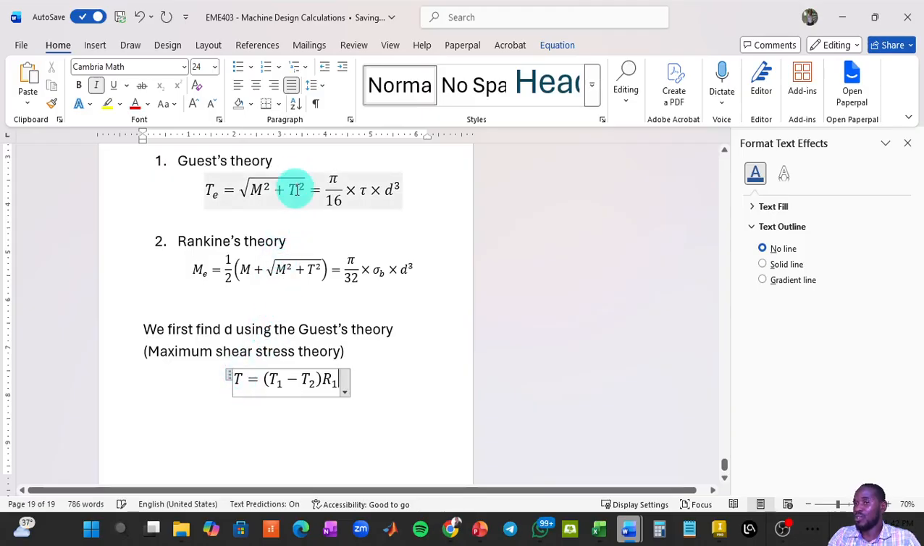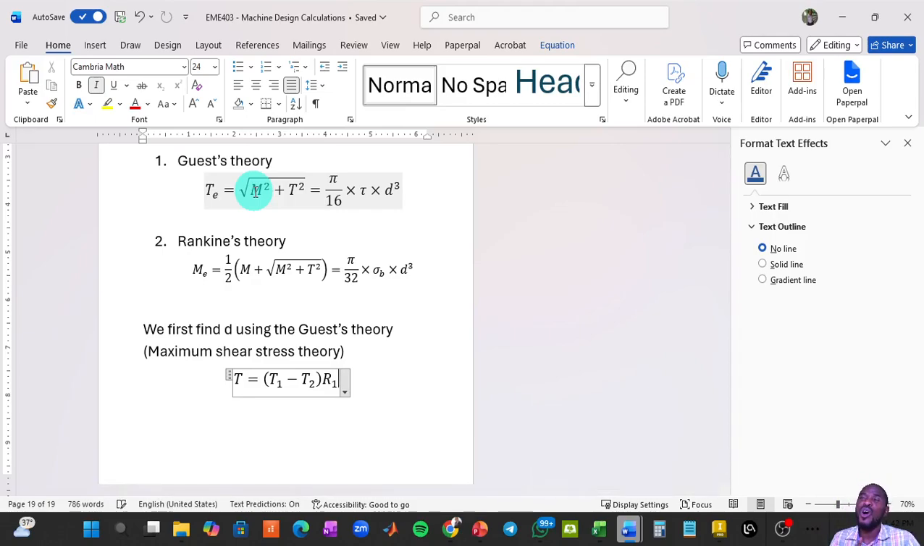Okay, so let's go back to Guest's theory. The next thing I need to find is where the maximum bending moments are. For that, I would need to find all the forces. I'll need to define all the forces acting on the shaft and where they are acting, and then find the bending moments at the critical points. Then I will find what the maximum bending moment is.